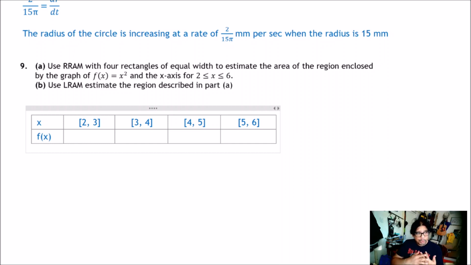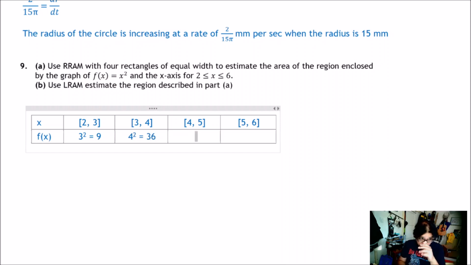Part A says to do a right rectangular approximation method, so we need to figure out the value of f of x on the right side of each of these intervals. So for example, this first interval is going to be 3 squared, and 3 squared equals 9. This second interval is going to be 4 squared, because 4 is on the right side of the interval. So 4 to the second power, well, that's equal to 16.